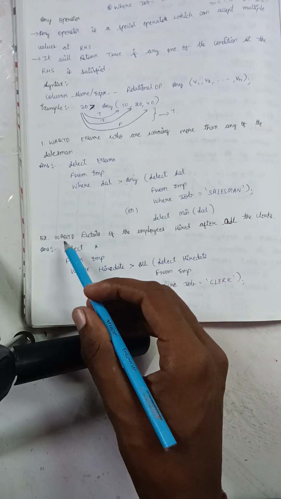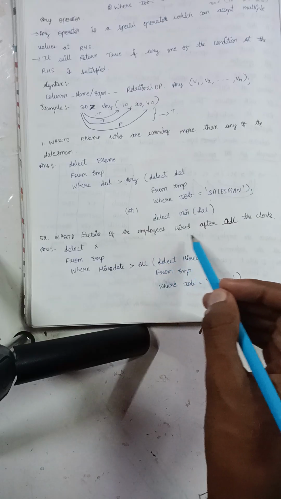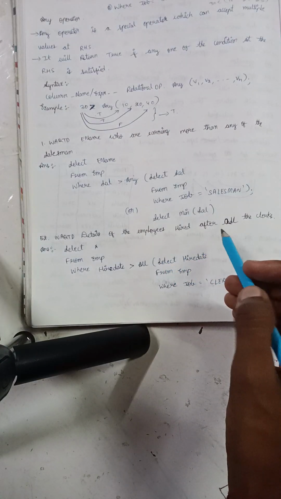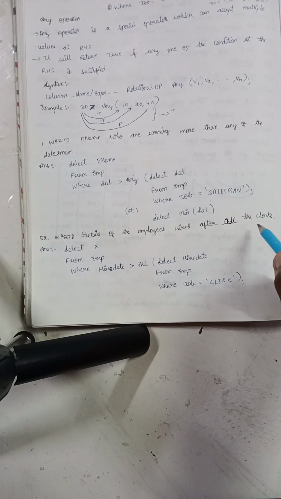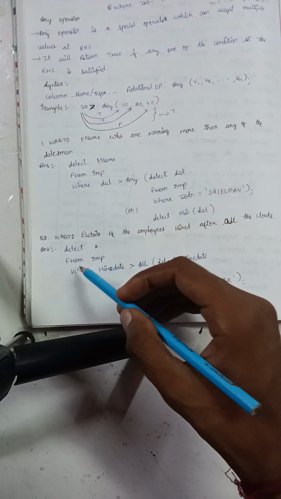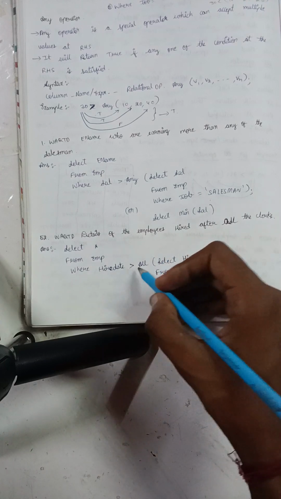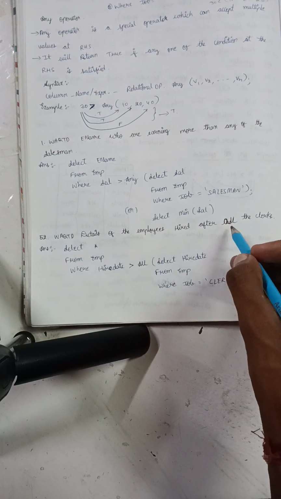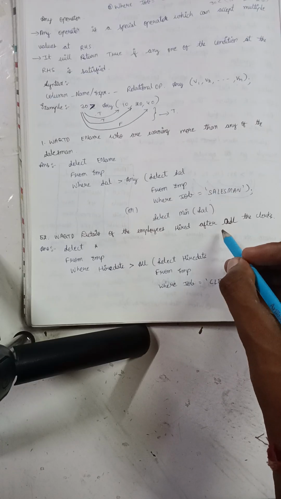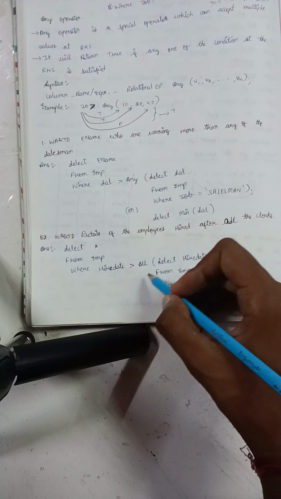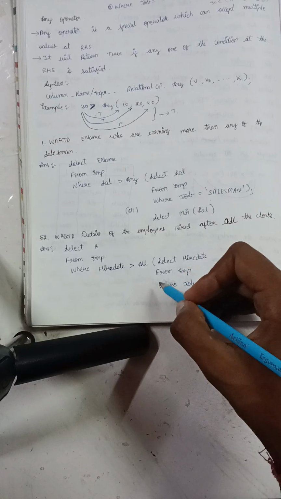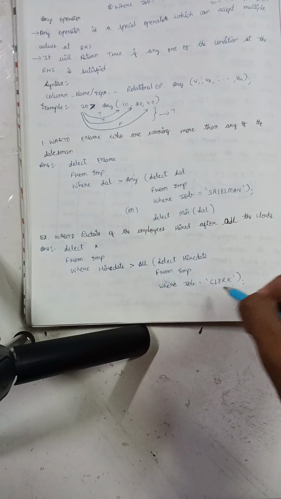So another query is: write a query to display details of the employees hired after all the clerks. Here we want to know about the clerks. So select asterisk from EMP where hire date, and here we want after, so greater than. Here also one keyword is given already in the question, all. So we can use all of select hire date from EMP where job equals to clerk.